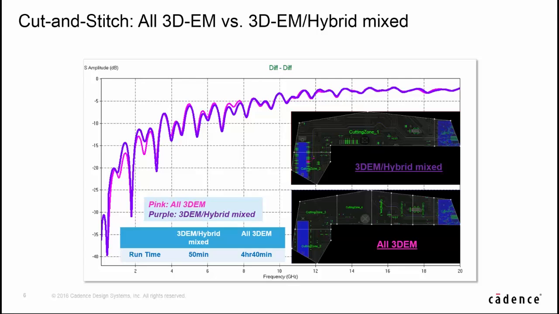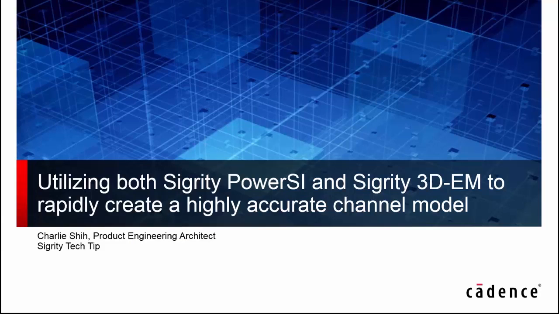To reduce the simulation time further in cut and stitch flow, we have tried to reduce the partition number and mix 3DM and hybrid solver together. We only use 3DM solver at both terminal ends, and the middle portion is resolved by hybrid solver. The new results still correlate very well between cut and stitch and full structure, but the simulation time of cut and stitch flow is dramatically reduced to 15 minutes only. In the next demo section, we will show how easy it is to switch from PowerSI to 3DM.